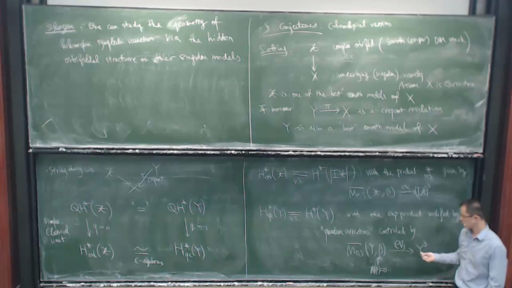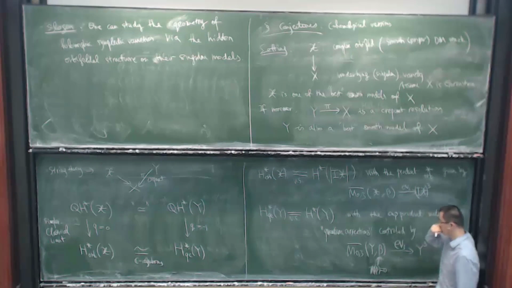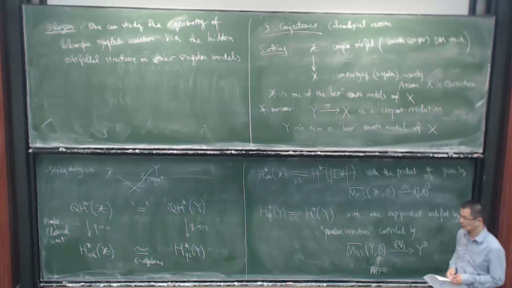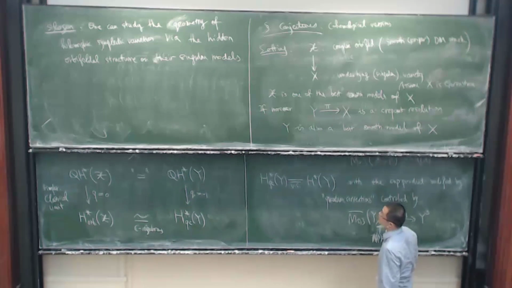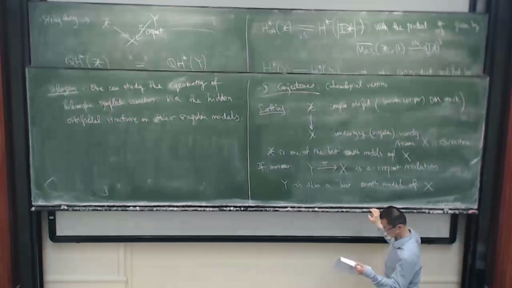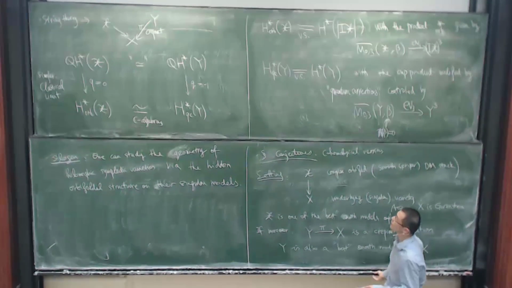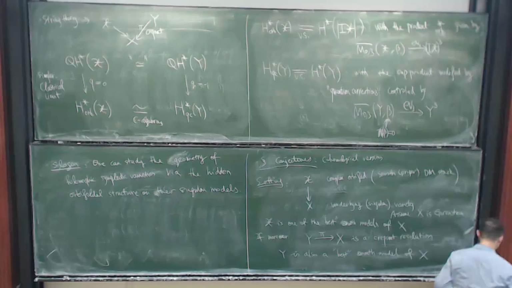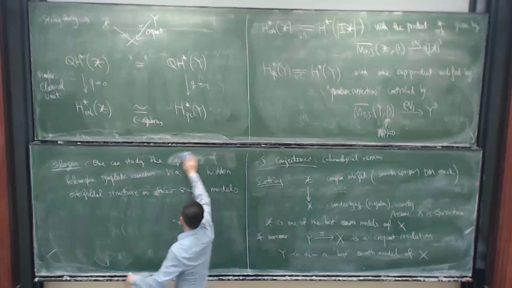And as usual, a cycle on Y cube will give a morphism from the cohomology of Y times Y to the cohomology of Y. This is exactly the modification, the quantum corrections on the cup product. So here comes the conjecture. This conjecture is due to Yongbin Ruan.